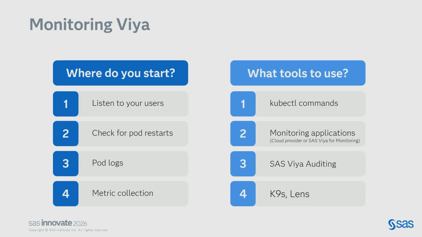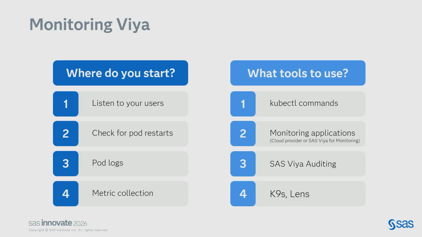First thing is, listen to your users. What web apps are they using? What kind of issues are they seeing? Ask them about performance. Are their login times taking longer than they expect, and so on. But always listen to your users, number one. Look at pod logs. Look at whether your pods are restarting, okay? And then also use some monitoring tools to look at overall metric utilization or metric collection.